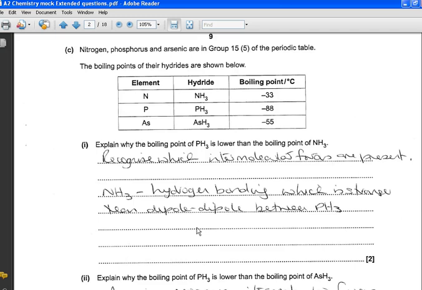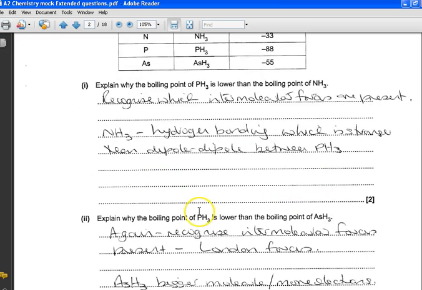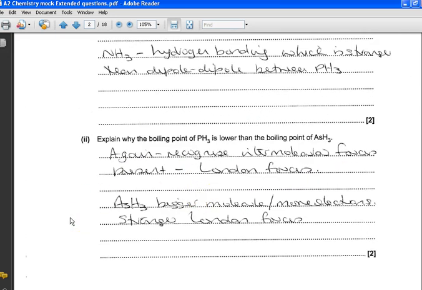Okay, so you're given some boiling points here, and you're asked to explain why the boiling point of phosphorus hydride is lower than the boiling point of ammonia. If you don't recognise, first of all, that the question is about intermolecular forces, and secondly, that NH3 has hydrogen bonding, then you need to show that you understand that hydrogen bonding is stronger than the intermolecular force between PH3. So you've got your marks for that. And then again, you're looking at a different intermolecular force. So this question is testing your knowledge of all of them, really.